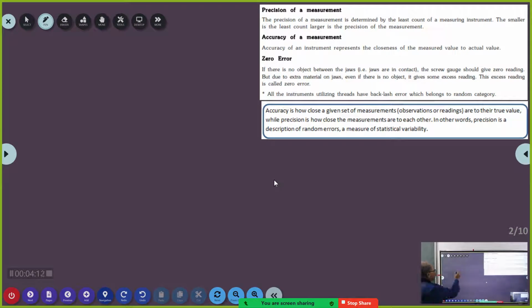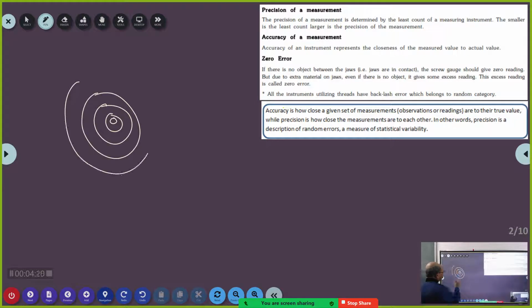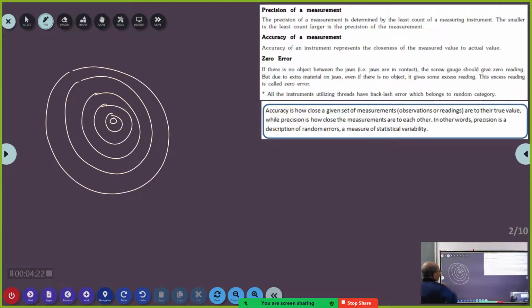As I told you, say this is the bullseye. Now supposing you hit the bullseye, I'm trying to explain this, and you get shots like this: one shot here, one here, one here, many shots around. Now this is where you have to hit. I suppose all of you are understanding this.